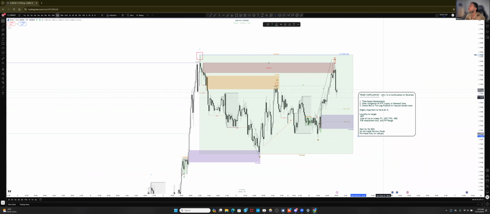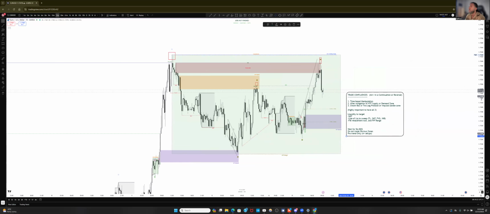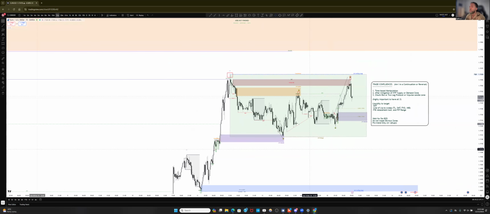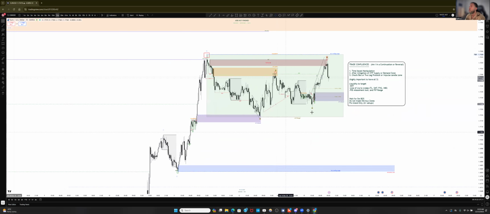So here's what we're looking at. A question to ask ourselves: are we in a continuation or reversal? Well, one thing for certain is we can say we're in a continuation because we haven't had a reversal. We had a major inducement that happened last week at roughly around 11:15-ish, and price has not dumped from there yet.